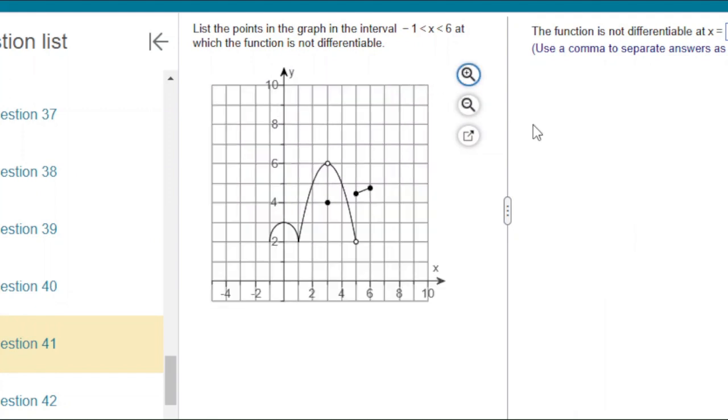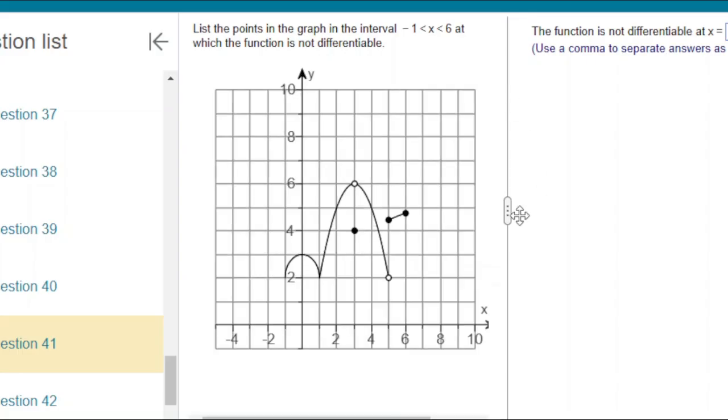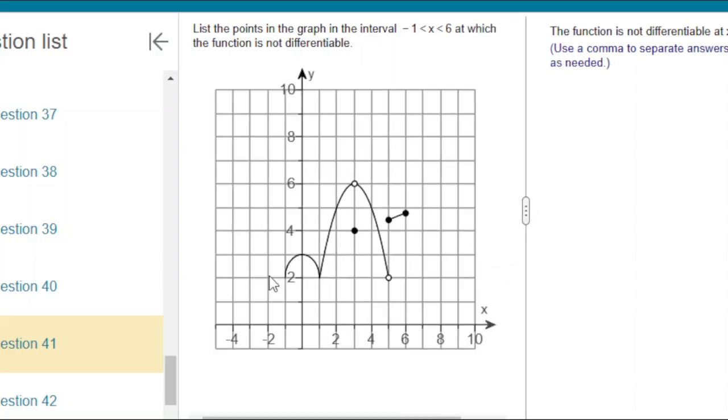Okay, what about this one? We got a lot going on here. List the points in the graph in the interval -1 to 6. So if we're between -1 and 6, so we're not including -1 itself or 6 itself because we're in the open interval here, really, between -1 and 6. At which points is the function not differentiable? Okay, well, notice it's nice and smooth right here. We might have a problem at the left endpoint at -1, but again, we're not concerned with -1 or 6. x is strictly bigger than -1 and less than 6.